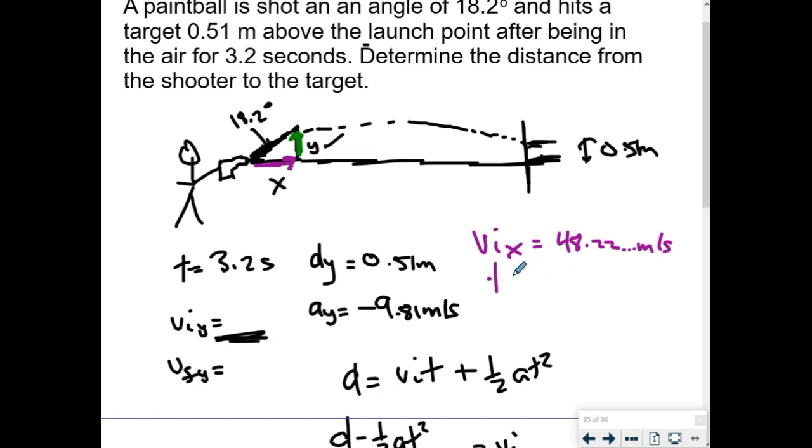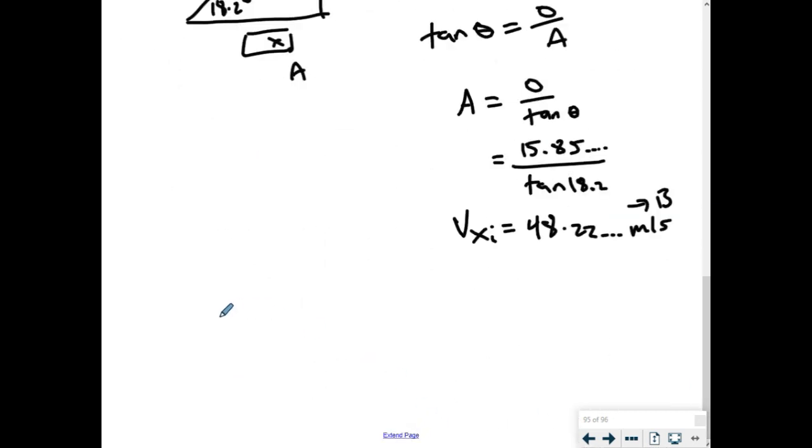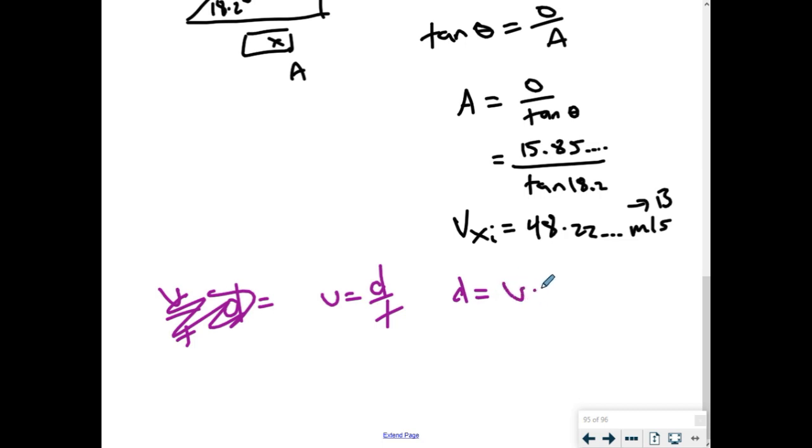But hang on. If I know that the time is 3.2 seconds, haven't we been here before? Can't we solve a distance using that? So let's go back down to the very bottom here and finish this off. In the x direction, distance, well, let's do it the long way. Velocity over time. No, that's not right. Try again here. Velocity is distance over time. But if I rearrange to get distance, distance is velocity times time. We know the velocity is 48.22 meters per second. And we know the time, I believe, was 3.2 seconds.